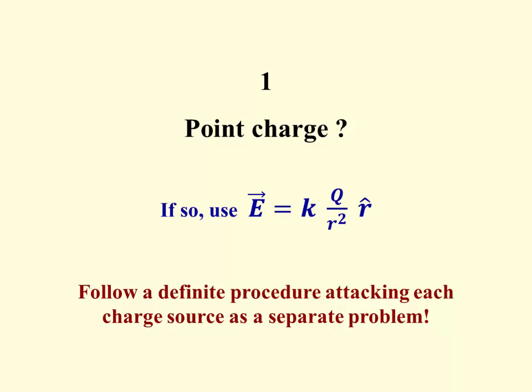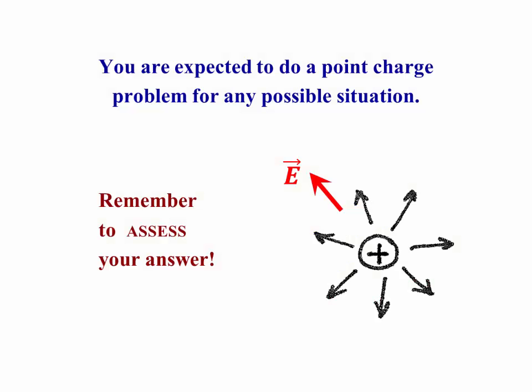If you have a point charge, you just do kQ over r squared r hat, being careful to follow the same definite procedure each time. I expect you to be able to do this for almost any charge location and field point that I would give you in a problem. Always remember to assess your answer. Is the field going away from a plus charge, going towards a minus charge?